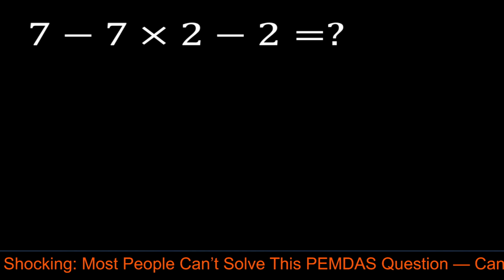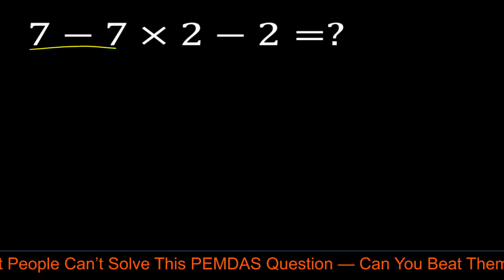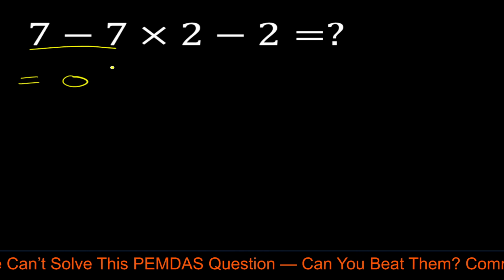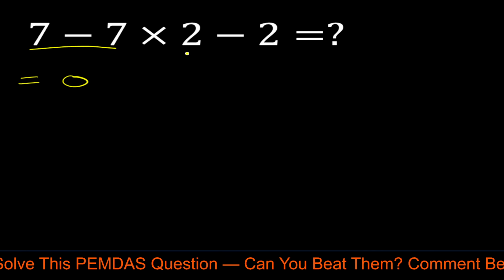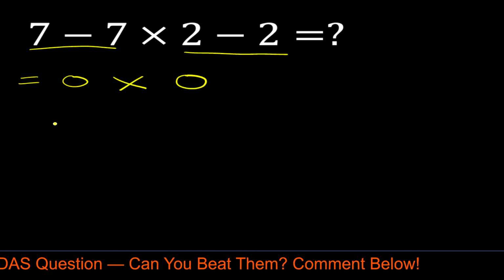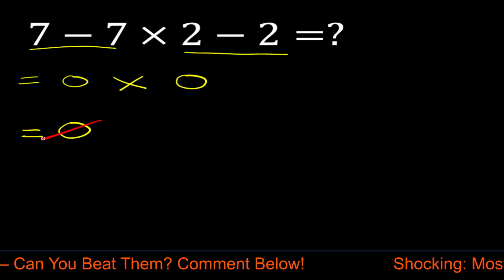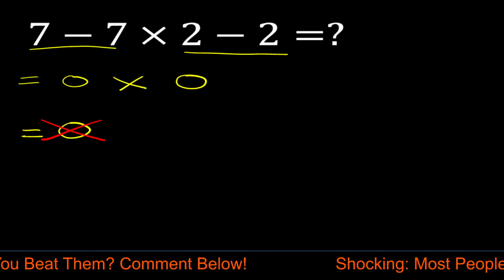So most people solve this question like 7 minus 7 is equal to 0, right? Then 2 minus 2 is equal to also 0. So now 0 times 0 is equal to 0, right? But this answer is not correct. This answer is completely wrong.